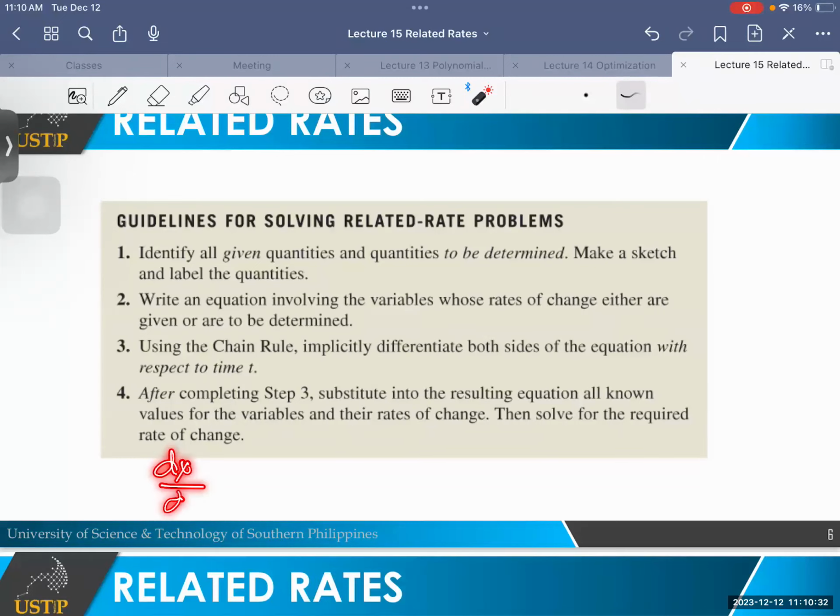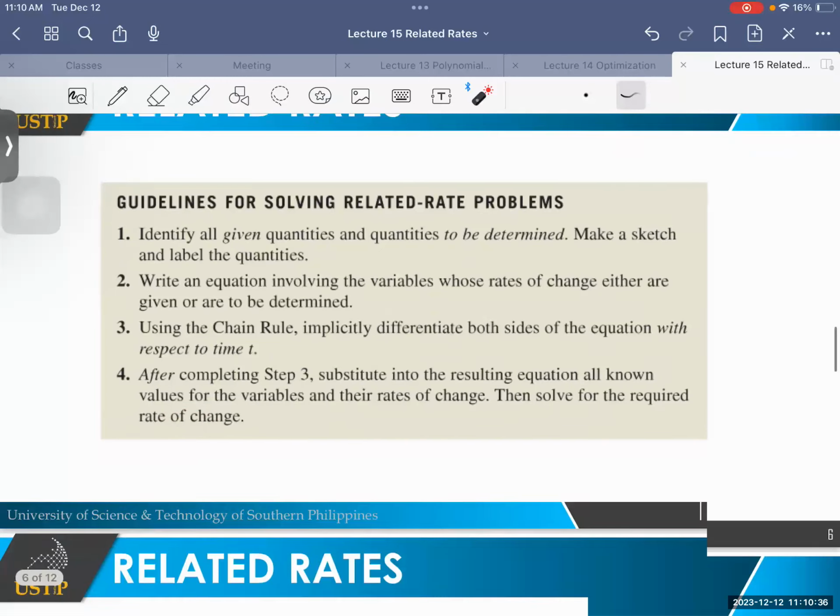Kung sa mga example sa rate of change is like dy over dx, dx over dt, kana siya. Muna ang mga rate of change. Okay, derivative man ta. Okay.